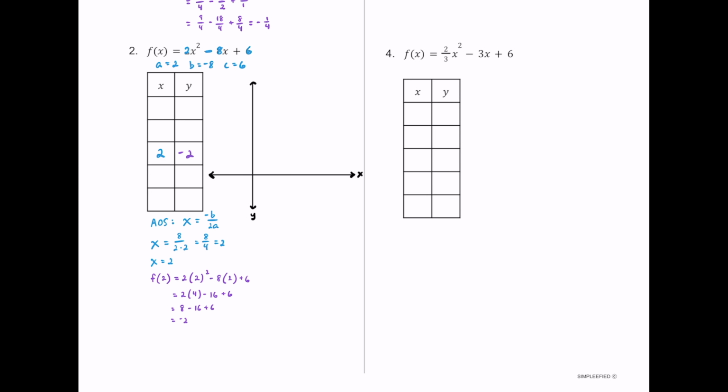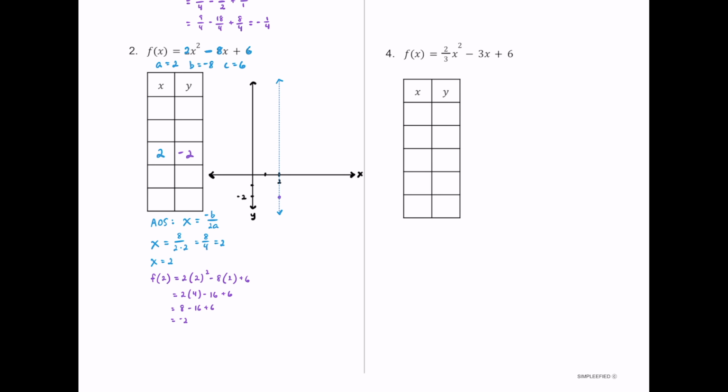Here's our x and y axis, and let's plot where 2 is along the x-axis, and where -2 is along the y-axis. We already found that our vertex was at (2, -2), which is over here in quadrant 4, so we can plot that one down. And our AOS of x equals 2 is going to be located somewhere around here.